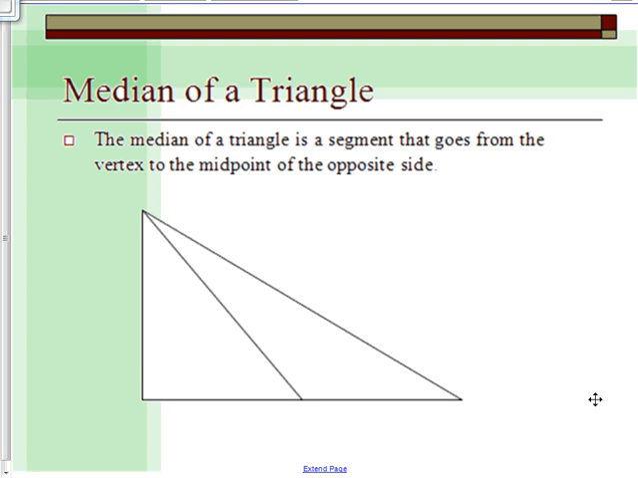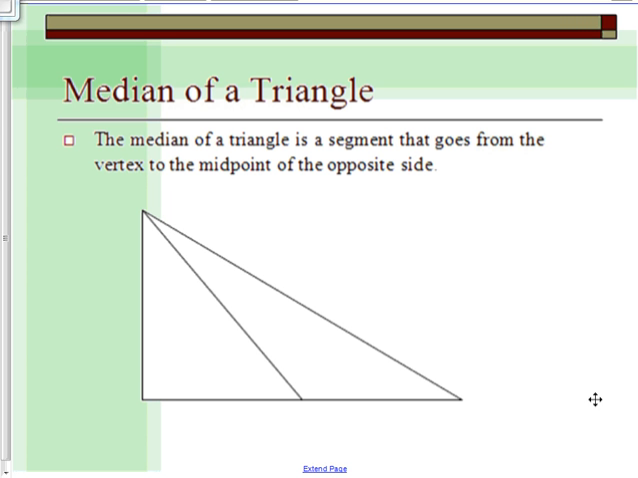All right, in this lesson, we're going to be talking about medians and altitudes of a triangle. We've been talking a lot about different parts of a triangle, and these are just two other ways of discussing triangles and parts of those triangles.